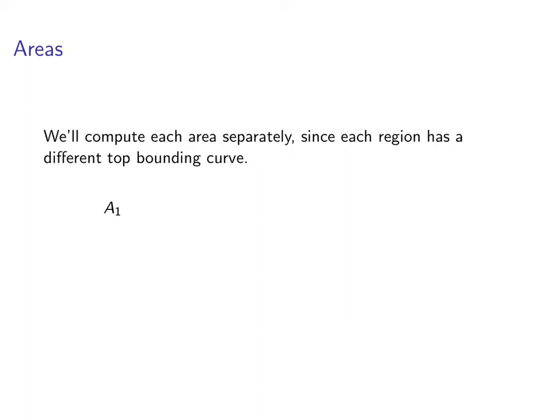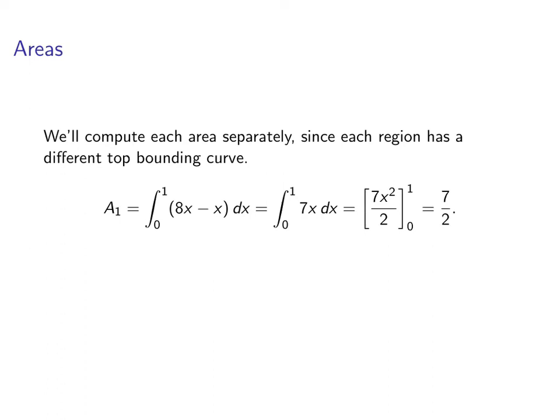All right, so let's compute A1. A1 is the integral from 0 to 1 of 8x minus x. The top bounding curve is y equals 8x. The bottom bounding curve is y equals x. Go back to the picture to have a look at that. All right, so we get the integral from 0 to 1 of 7x dx. All right, get your younger brother or sister to evaluate this integral for you. This is the easiest integral you're ever going to run into. 7x squared over 2 evaluated from 0 to 1, so we'll get 7 halves.